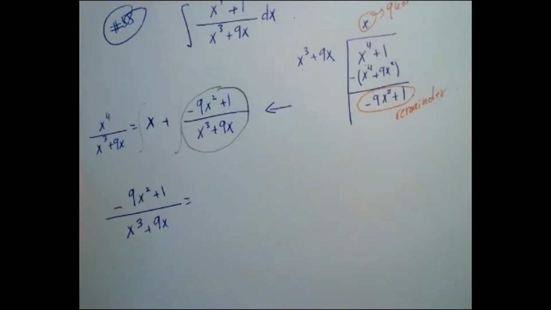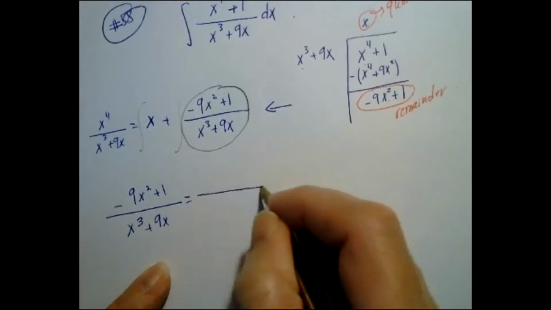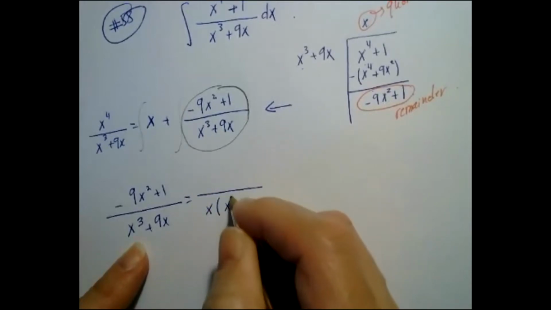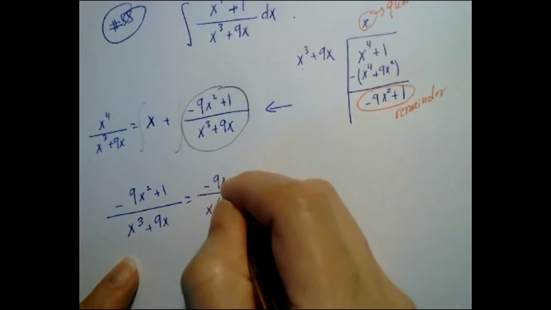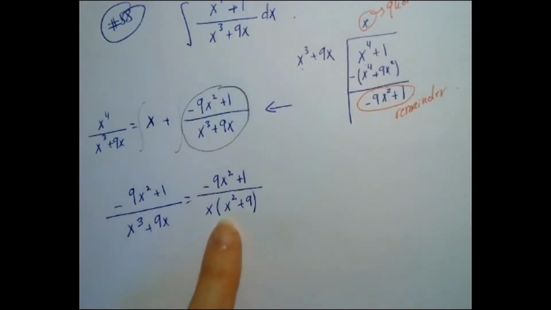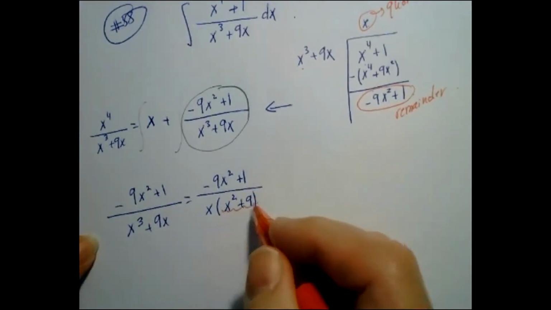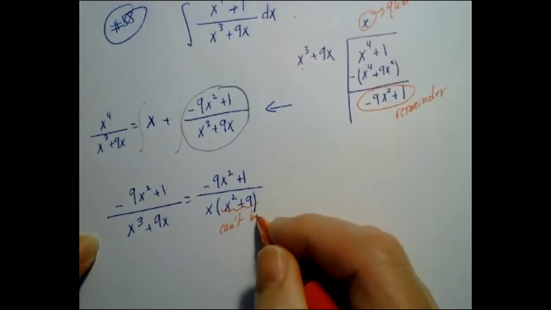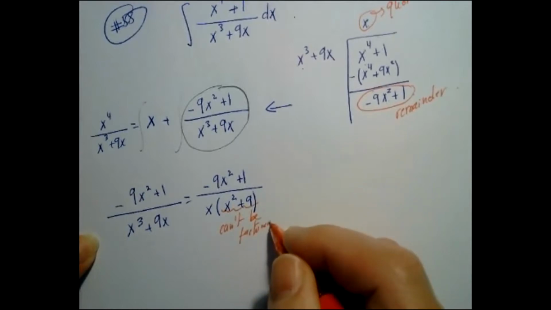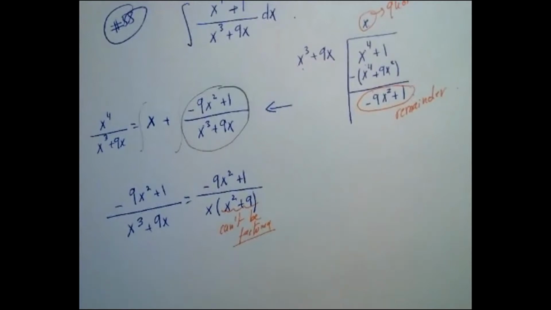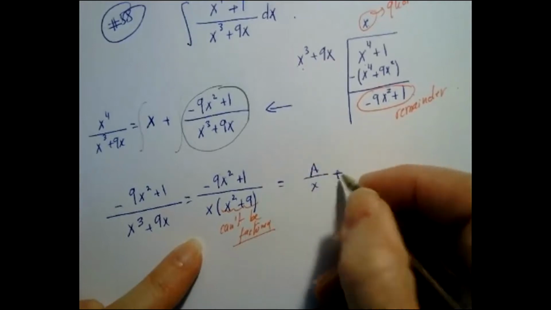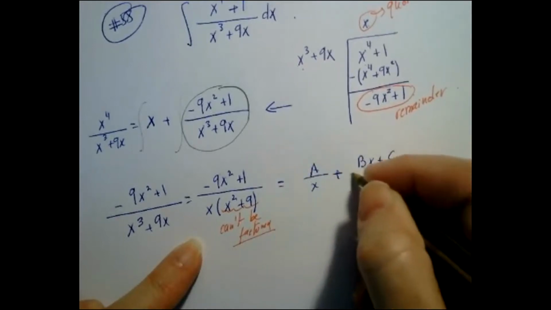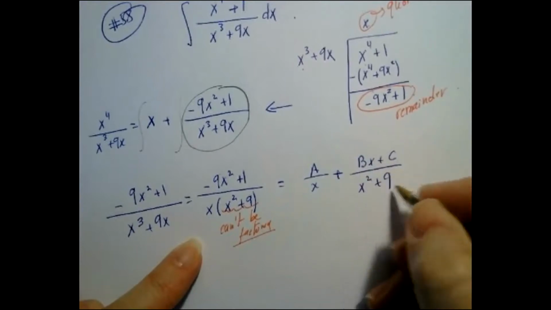The first step in any decomposition is breaking up the denominator fully, factoring it out until I can't factor anymore. Total factoring out. And this is minus 9x squared plus 1. X squared plus 9 cannot be factored, so we always have to check that we can. So this can't be factored. Since I cannot factor it, then this is going to give me, I'm going to break it into A over x plus Bx plus C over x squared plus 9.